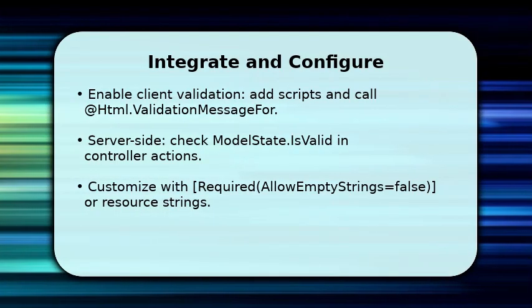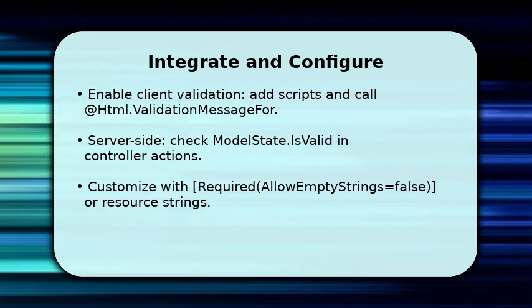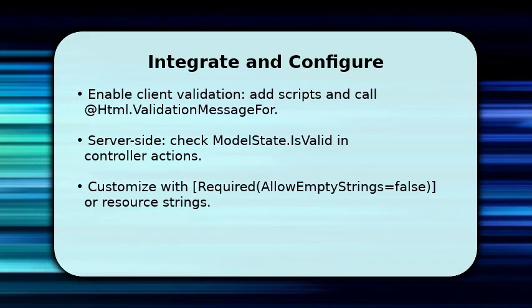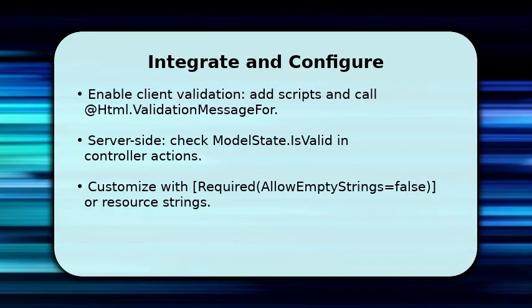Next, wire validation into both client and server flows so you catch errors everywhere. In the view, include the validation scripts and render Html.ValidationMessageFor or asp-validation-for so users see errors instantly. In your controller or page handler, check ModelState.IsValid before processing. If invalid, return the same view with the model to show messages.